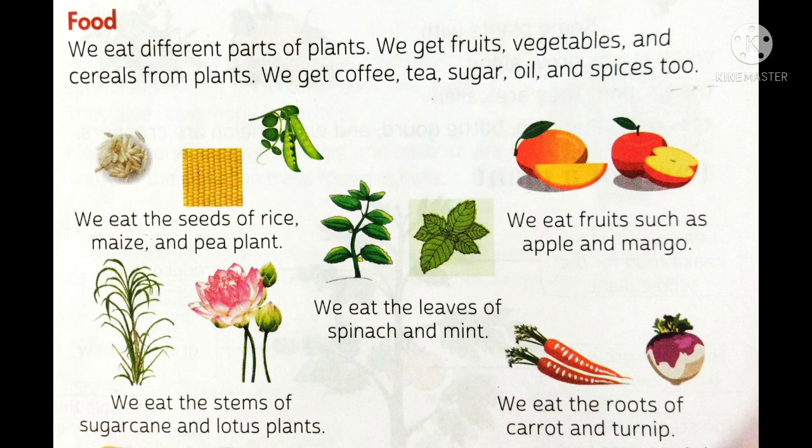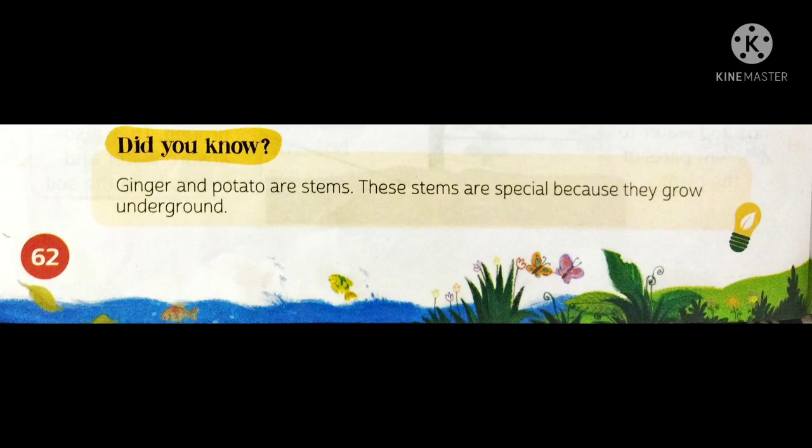Now do you know, children, that ginger and potato, which we eat, grow under the ground, but that is not root, that is a stem. Even ginger, adrak, which we use in our home, is also a stem, although it grows under the ground. And these stems are special because they grow underground. So it's written here that these are special stems which grow under the ground.